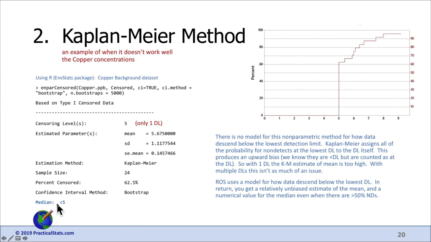It doesn't really have a value for the median because that median is below 5. 62.5% of the data are below 5, so it can only tell you that the median is less than 5. That's not a bad estimate, but it's one where you're not assuming anything about the shape of the data.